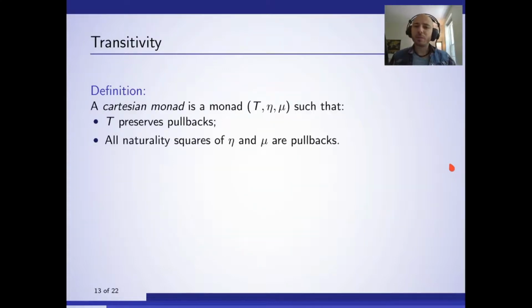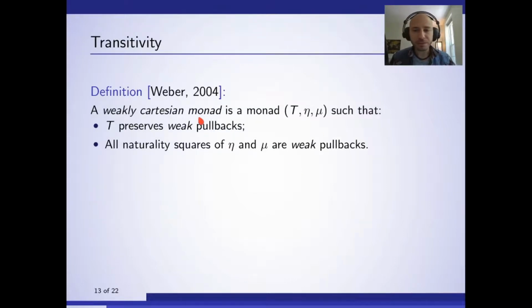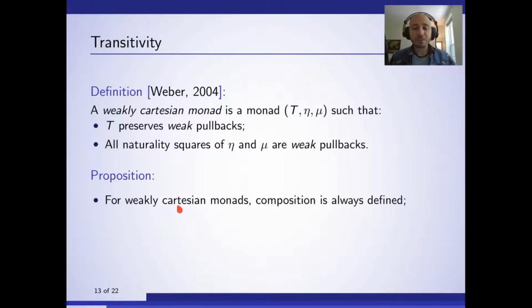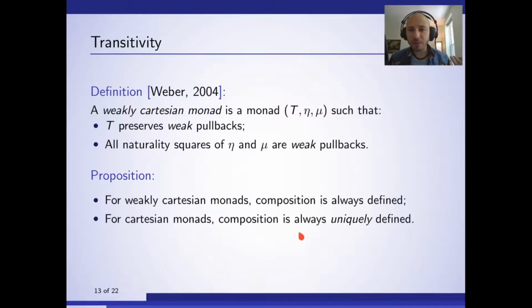Now, you probably know that a Cartesian monad is a monad that preserves pullbacks, like the functor preserves pullbacks, and the naturality squares of either mu or eta are pullbacks. So just as well, one can define a weakly Cartesian monad the same way, but T has to preserve weak pullbacks, and the naturality squares are weak pullbacks. Now, for weakly Cartesian monads, composition is always defined, because we can always fill up the square before it was marked in red. And for a Cartesian monad, it's even uniquely defined, because there's a unique rewrite.